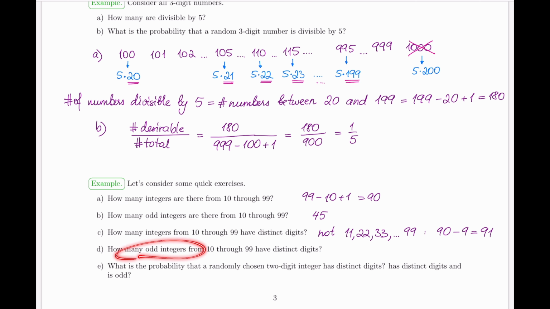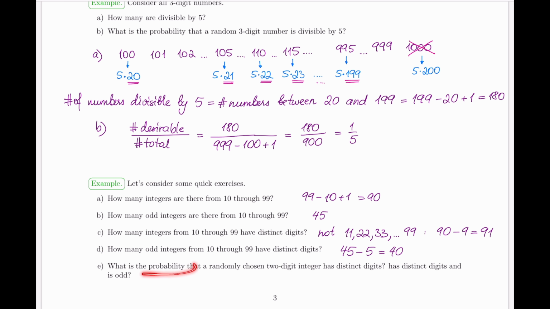How many odd integers from 10 through 99 have distinct digits? Well, I know that 45 of them are odd, and some of these are not allowed to have distinct digits. So the odd numbers that do not have distinct digits are a subset of this list here. So 11, 33, 55, and whatnot, there will be 5 of them. So 45 total numbers that are odd minus 5 that have the exact same digits will result in 40.